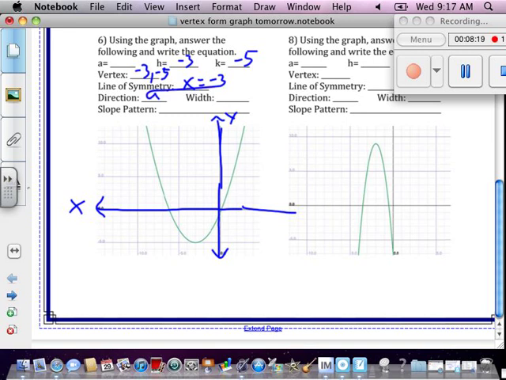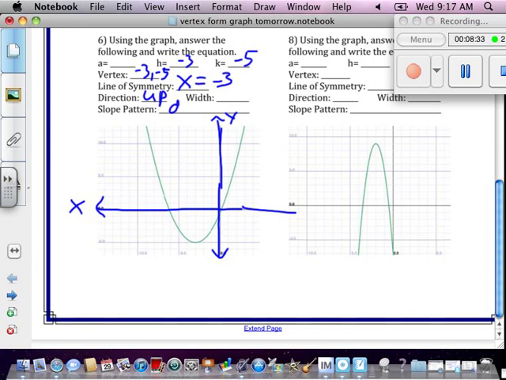Let's talk about that slope pattern. It starts off going which way? And then? Okay, let's figure out the width. If we were to count, we got 1, 2, 3, 4, 5, 6, 7. It's the distance between here and here, between where it crosses the x-axis. So it's about 7.